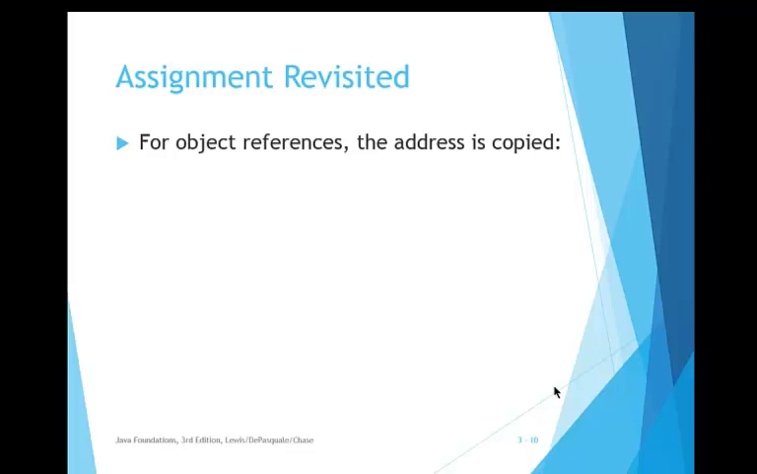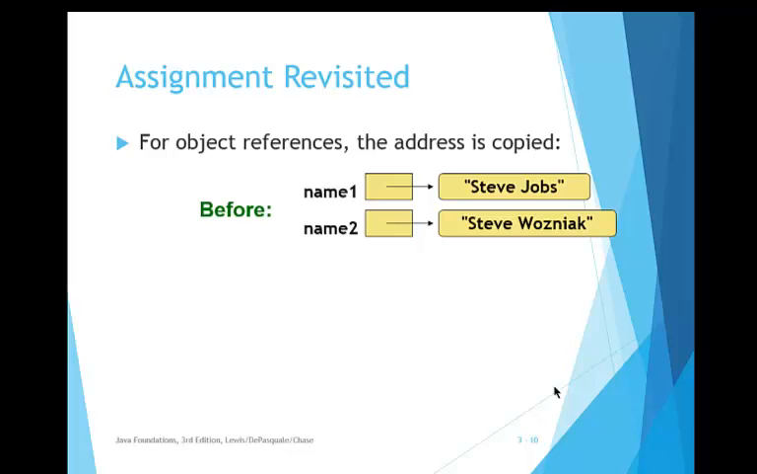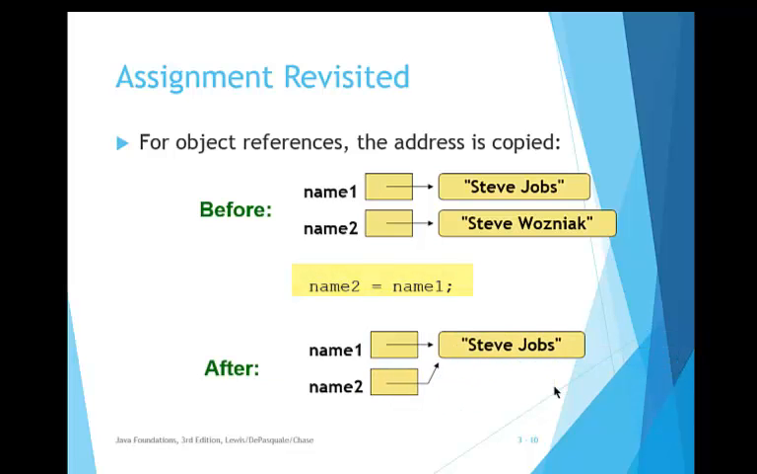It's a little bit different with object references, however. With object references, what is copied is what's contained in memory, the address. And so if the name1 reference refers to Steve Jobs in memory, and the name2 string object reference refers to Steve Wozniak somewhere in memory, after I do the assignment of name1 to name2, now both name1 and name2's contents address will refer to Steve Jobs' memory location. This is an important concept in Java programming. Any questions about it, please post them to the forum.